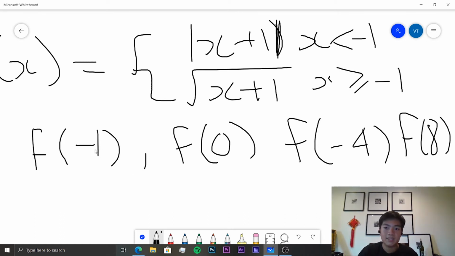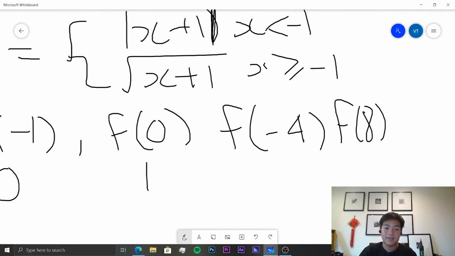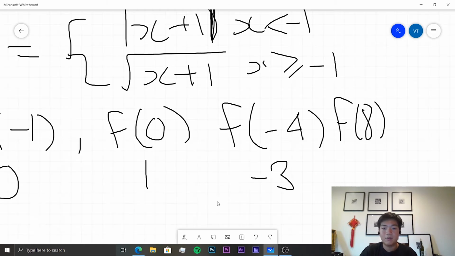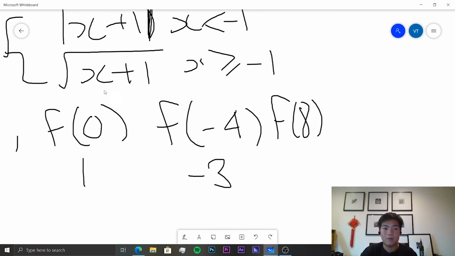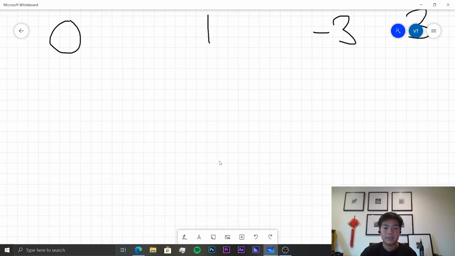So when x is equal to -1, we would use this equation. -1 plus 1 is 0, so the square root of 0 is 0. When we're inserting 0, again, we use this because 0 is greater than -1. 0 plus 1 is 1, square root of 1 is 1. For x is -4, we would use this top one. Because -4 is less than -1, we have -4 plus 1 is equal to -3. And for x is equal to 8, we would use this one here. So we would have 8 plus 1 is 9, square root of 9 is 3. Simple.